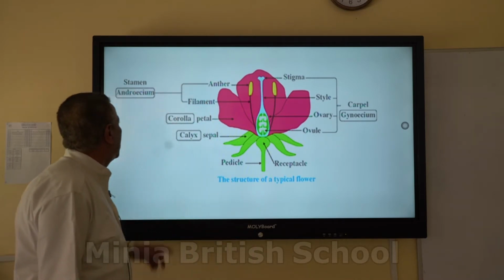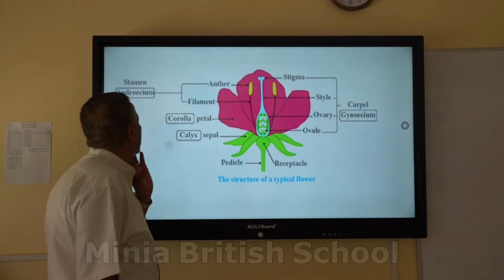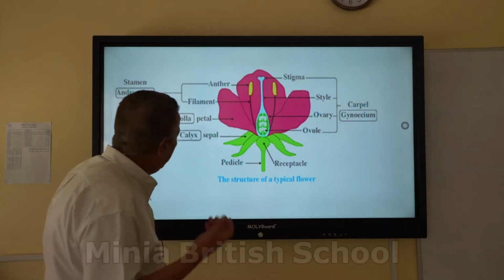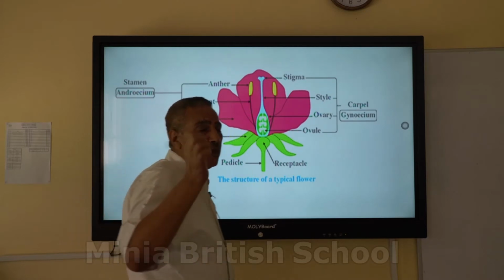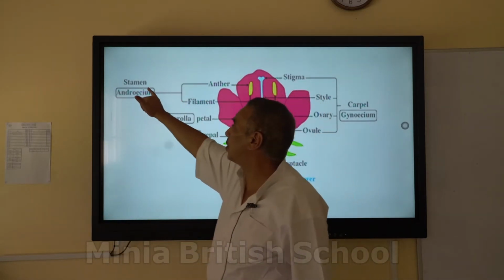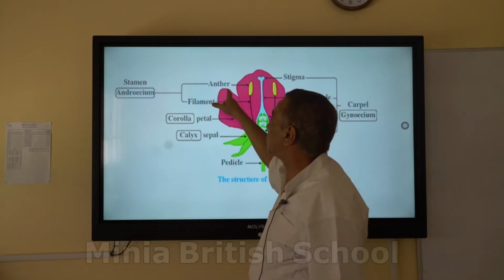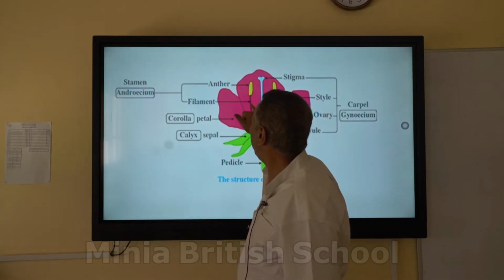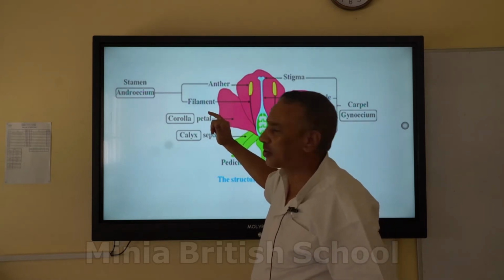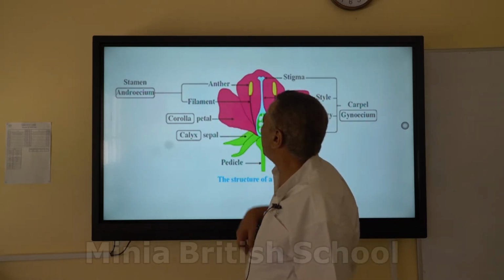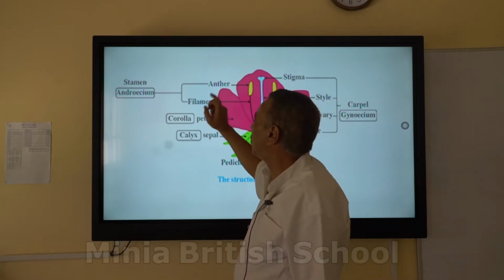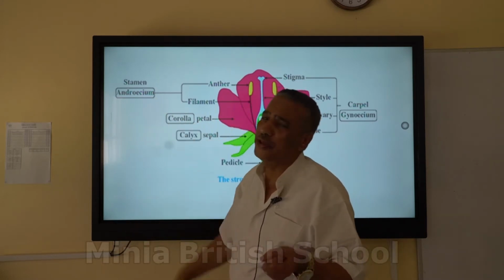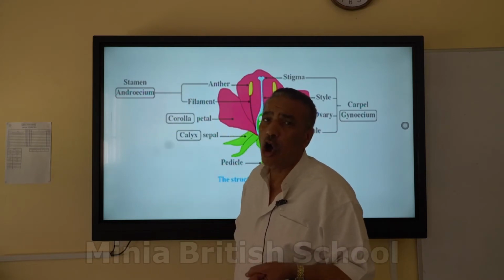One of them is the androecium. The androecium is the male organ of the flower, the group of them. The group is called the androecium, while each one is called a stamen. The stamen consists of a filament, a small structure like a long stick, which carries the anther above it. Anther and filament together form the stamen, and the group of stamens forms the androecium. Stamen and androecium are the male organ of the flower.